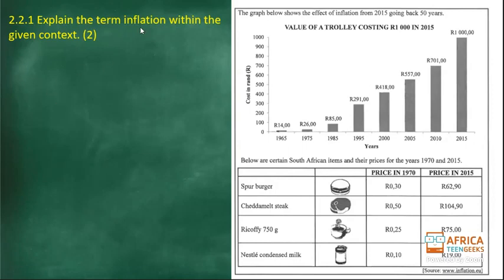So explain the term inflation within the given context. So this year, both the graph and the table will show us they are talking about the changes in prices, right? But we can also see how the inflation has actually occurred in these two instances. So how would you explain the term inflation within this given context?